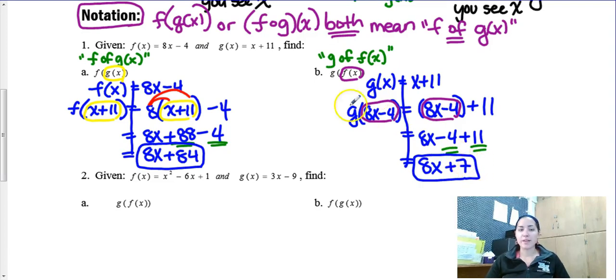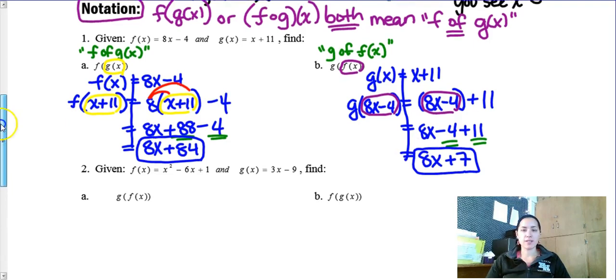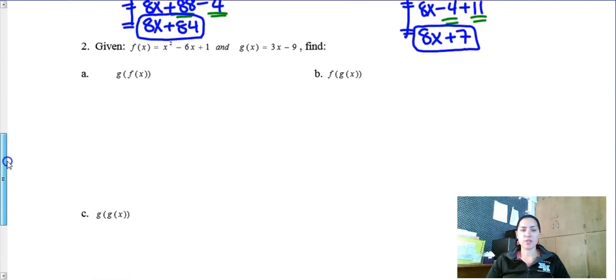So notice, order matters. Here, F came first. We were plugging in G. Here, G came first. We plugged in F. And notice the answers come out different. The best way to get good is to practice. So let's keep going with number 2.